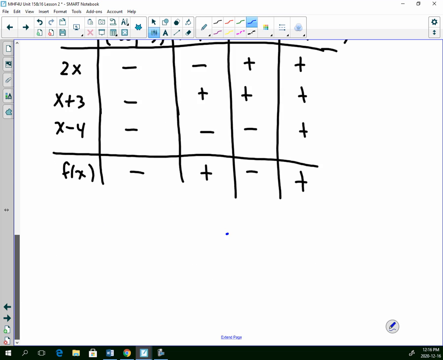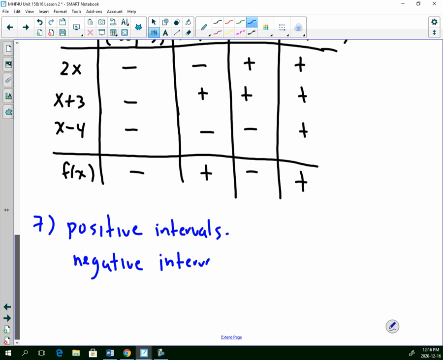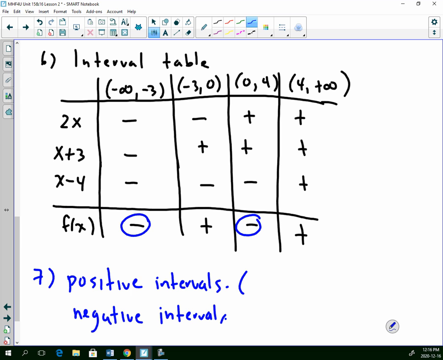So what number is this? 7. So I'll just do positive and negative intervals because I can read that right off the table. It tells me where the graph is positive and negative in the table. So it's negative here and here, so in the intervals negative infinity to -3, and in the interval 0 to 4.